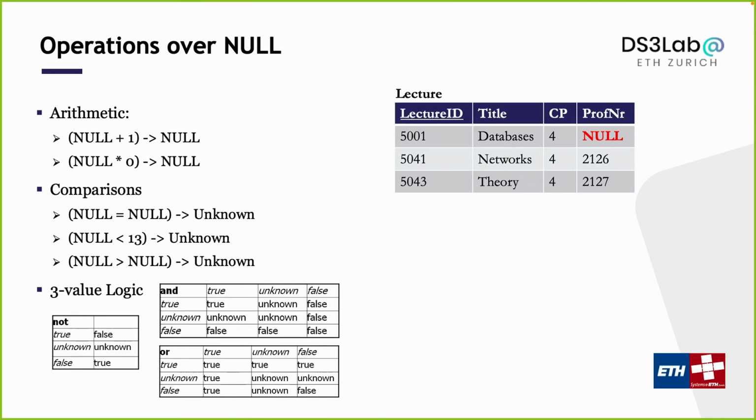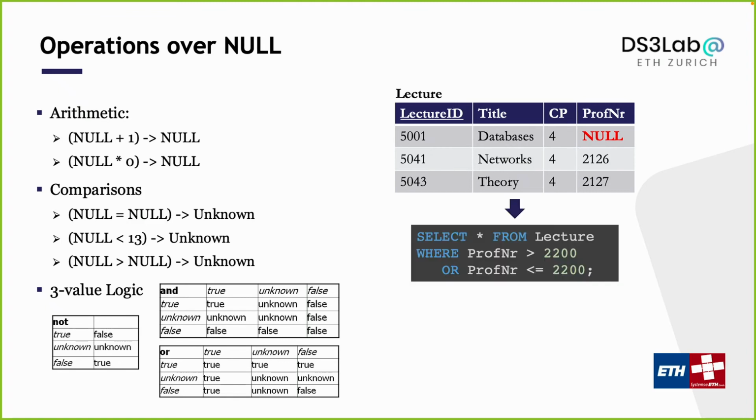So now let's look at this example. You have a lecture relation with one lecturer, and you don't know which professor is teaching that. Assuming we run this query, what would be the answer? I select everything from lecture with the following 2 conditions: either the professor number is larger than 2,200, or the professor number is smaller or equal to 2,200.